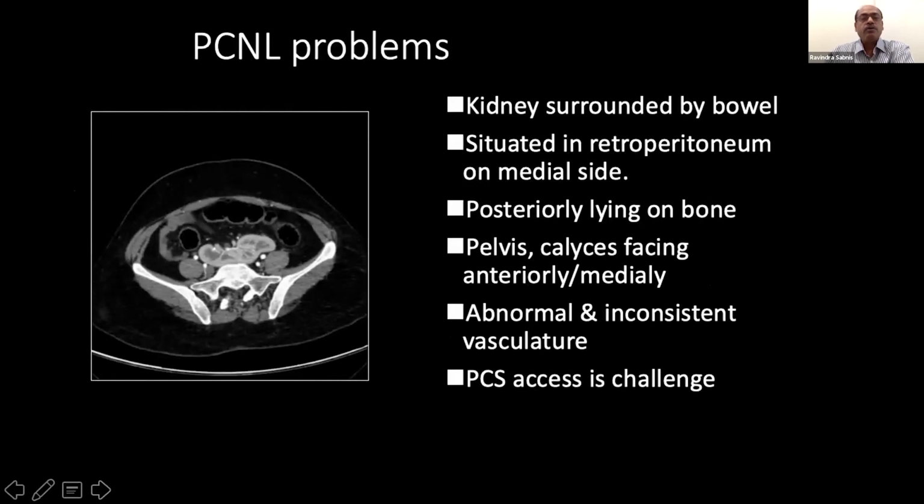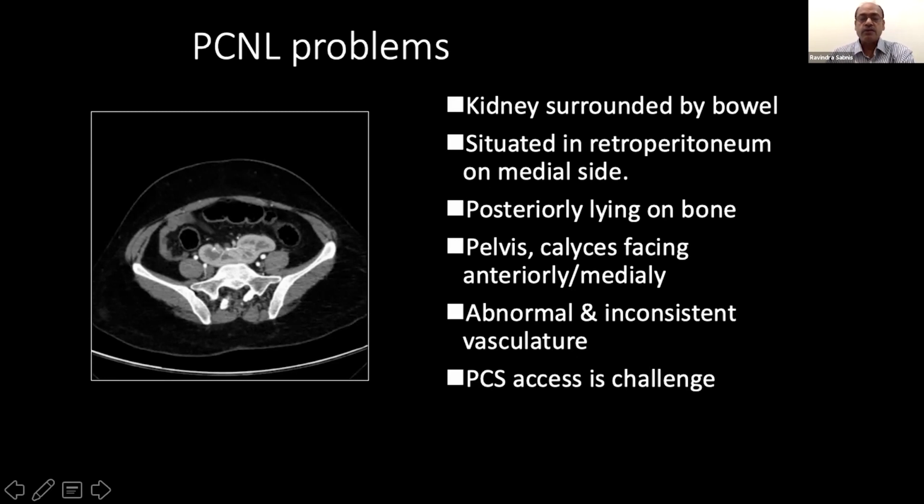Now, what are the problems when you are doing PCNL in a situation like this? The kidney is surrounded by bowel, situated in the retroperitoneum on the medial side, posteriorly lying on the bone. So it's very difficult to get the posterior entry. The pelvicalyceal system faces anteriorly, and therefore it is very difficult.